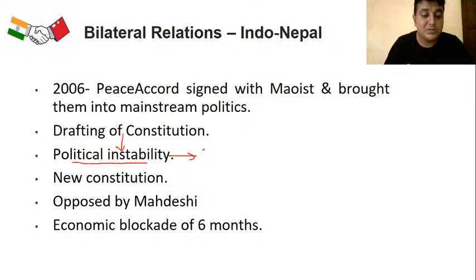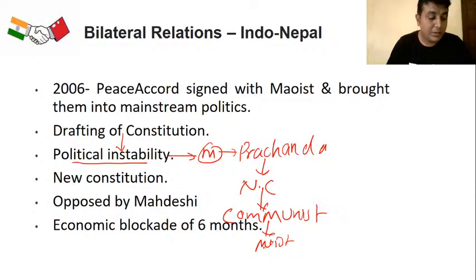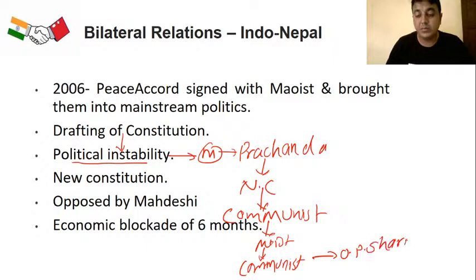Some of you are quite aware of this, the Maoist leader Prachand. Prachand became prime minister. Then he left the office. Then Nepali Congress became the leader. Then Nepali Congress left the office. Then communists led the government. Then again Maoists led the movement. And again, now communists are ruling. O.P. Sharma, right now the prime minister, belongs to the Communist Party.